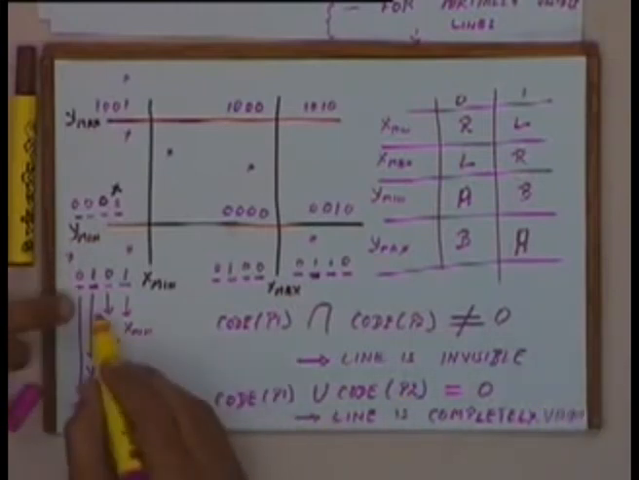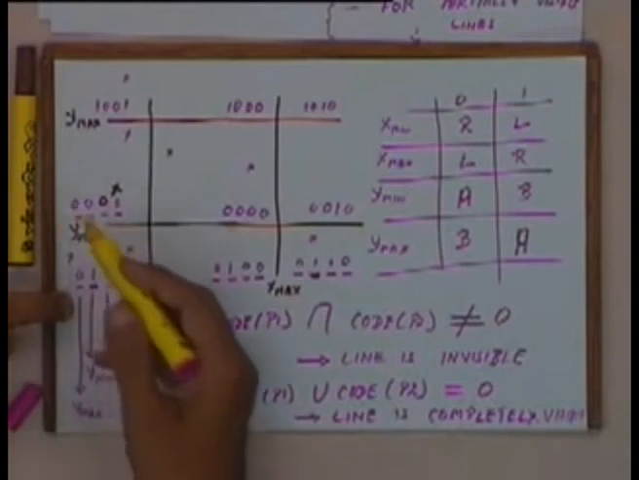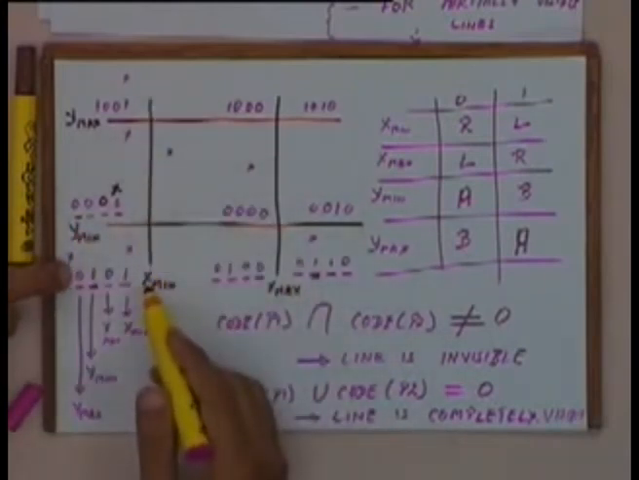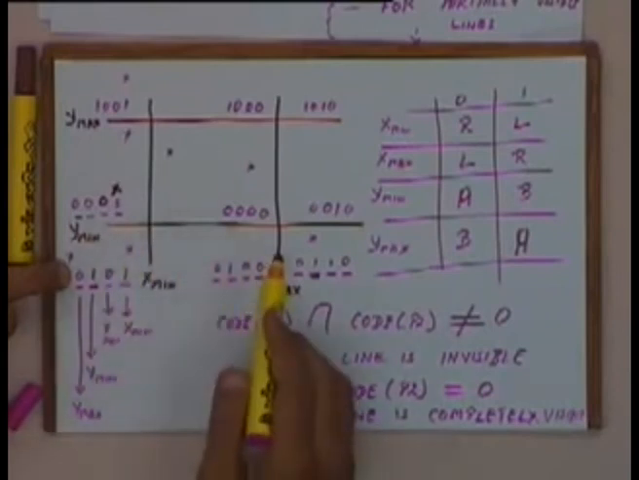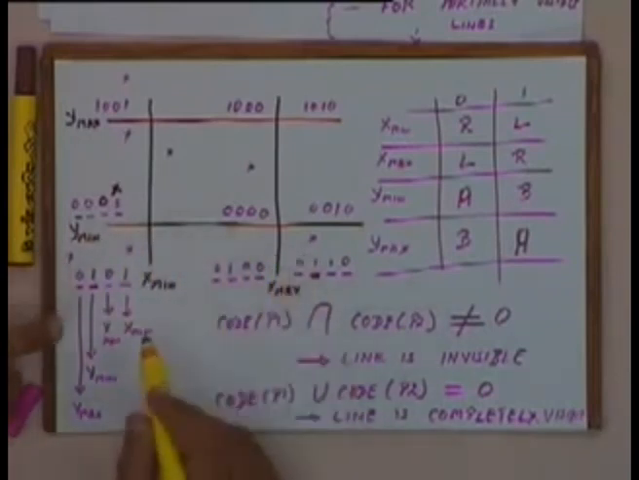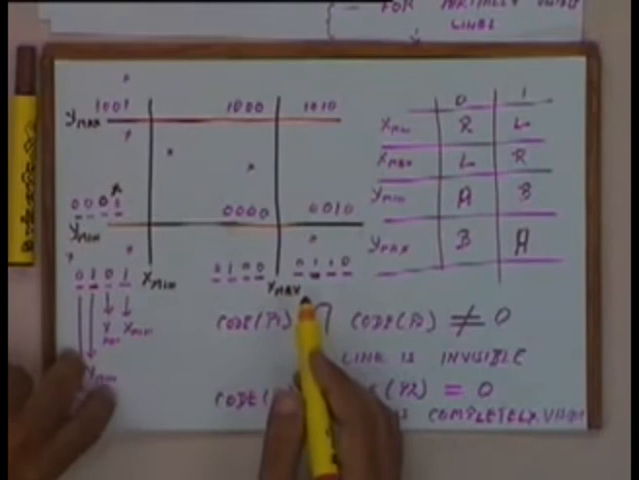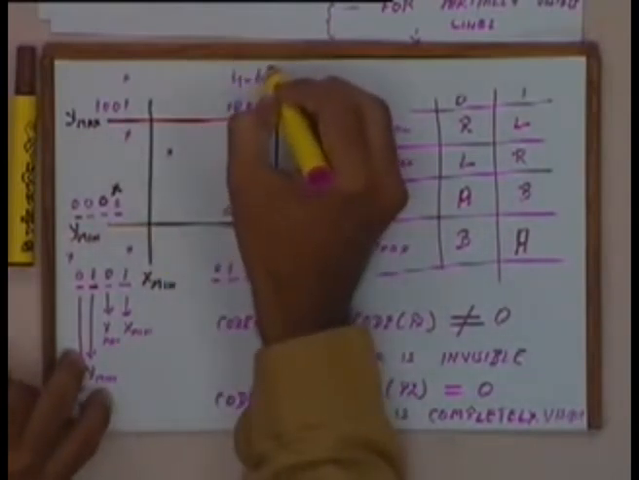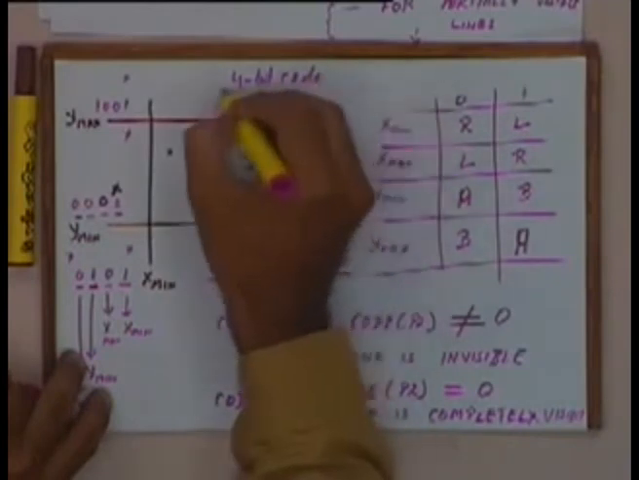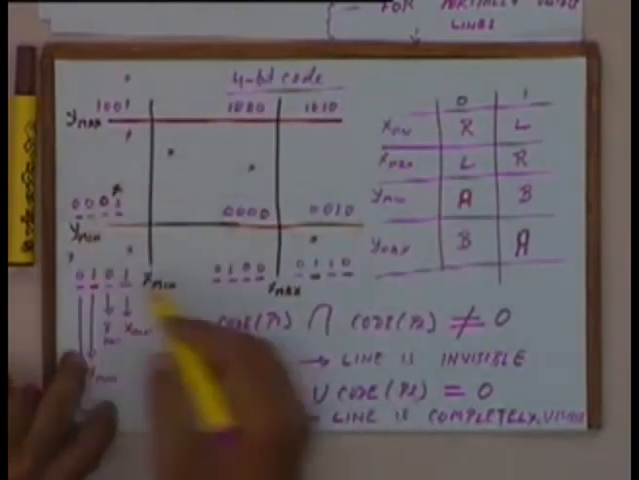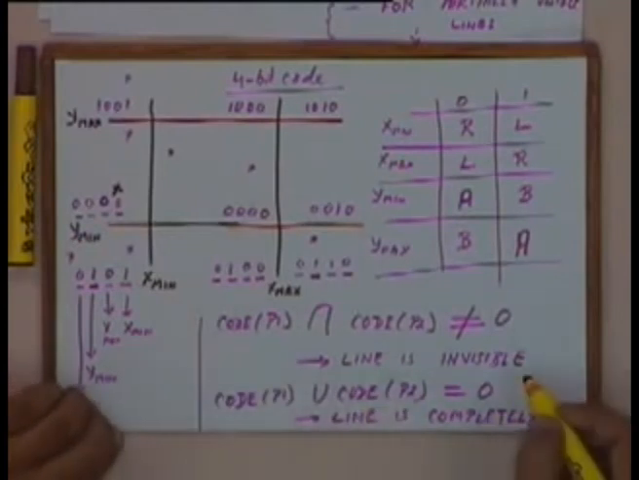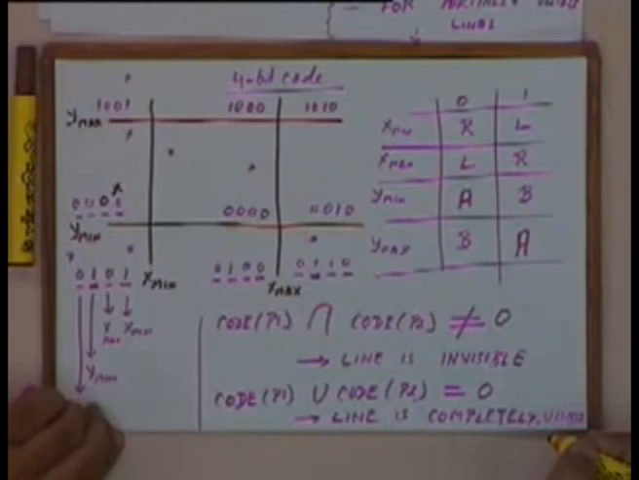Okay, and these bits can easily be set for each point just by comparing them with the x and the y coordinates of the edges. Okay, so by using this 4-bit code, we can very easily check whether the line is completely invisible or whether the line is completely visible.